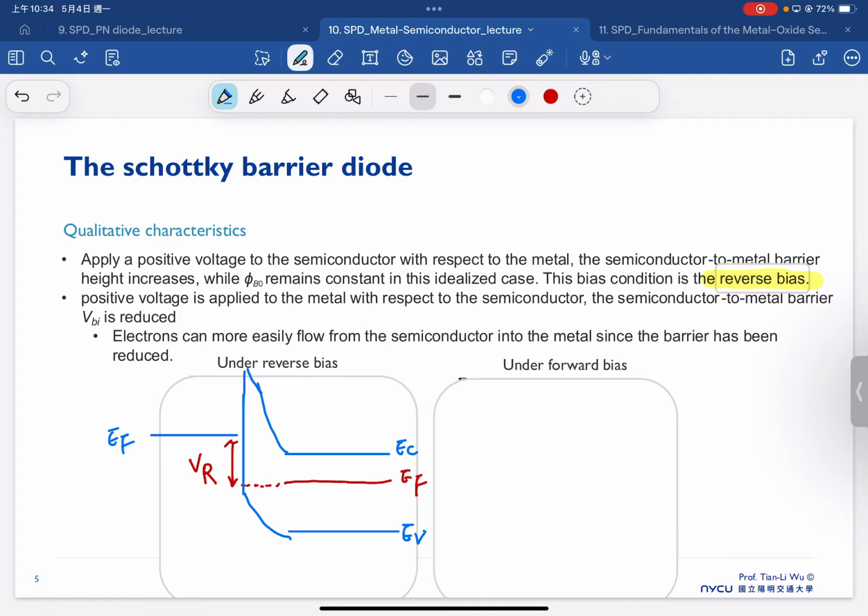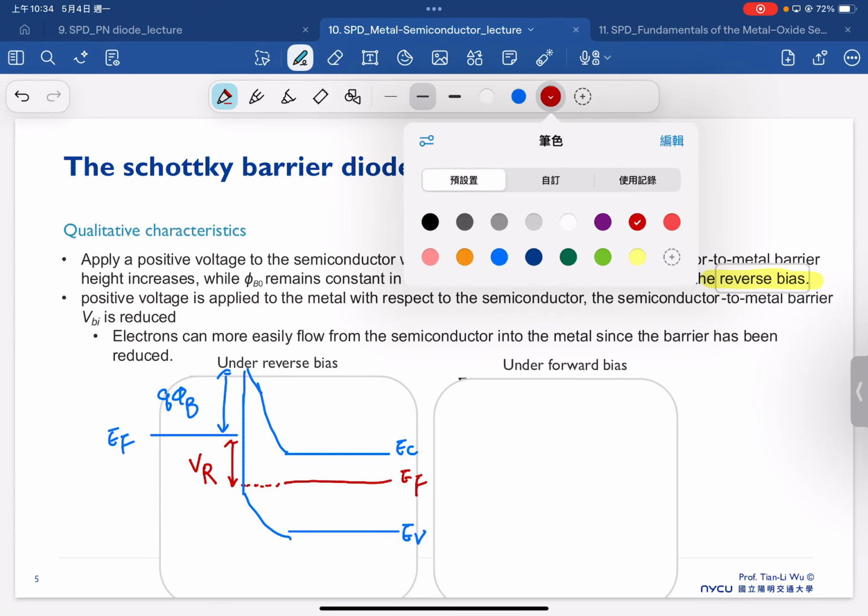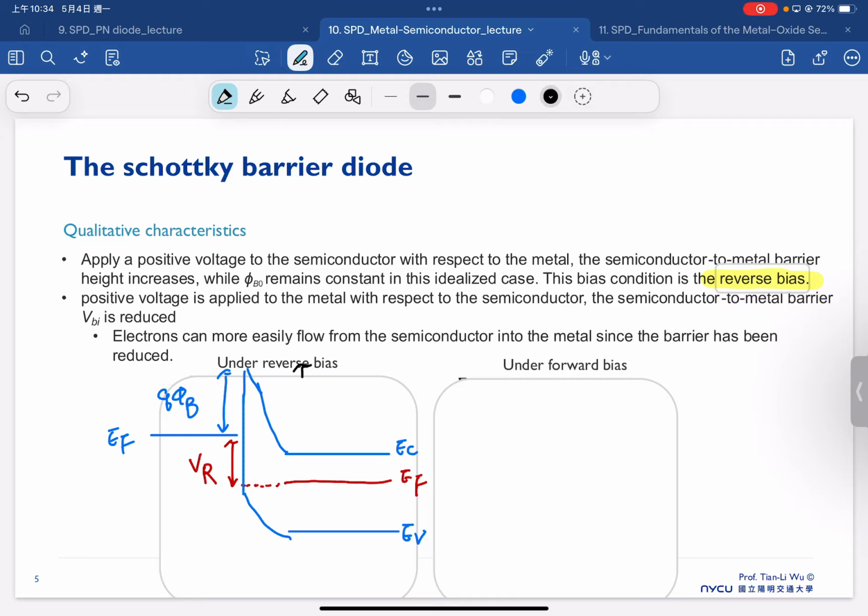So this is still our qphi B, but now this one becomes q(VBI plus VR). So this is the case under the reverse bias.